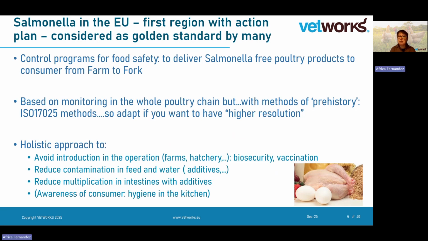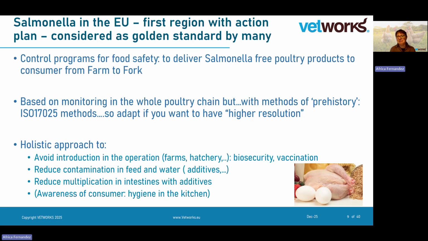So, some information about Salmonella in the EU. The EU was one of the first regions that put in place an action plan, and there are control programs for food safety to deliver Salmonella-free poultry products to consumers, what is called the farm to fork strategy. And the core of these control programs is the monitoring of the whole chain.